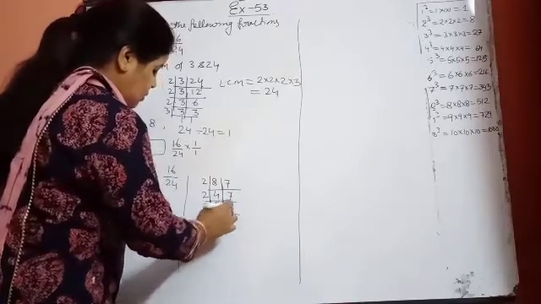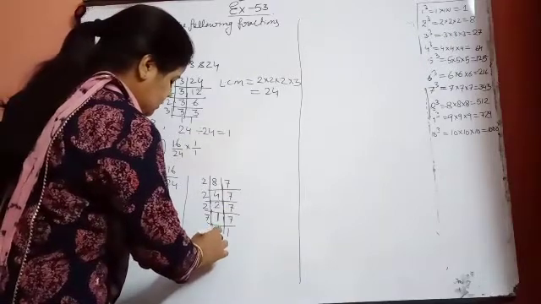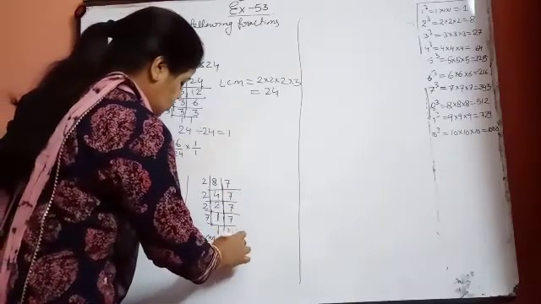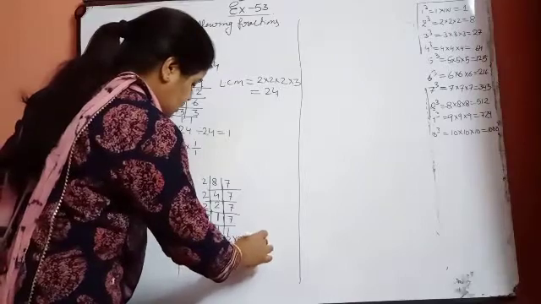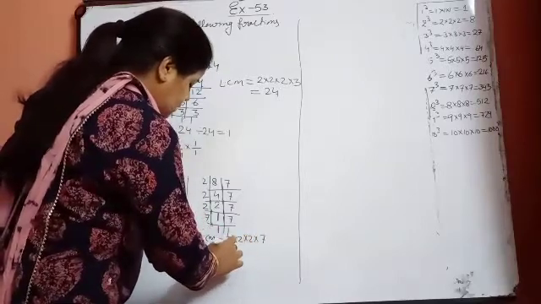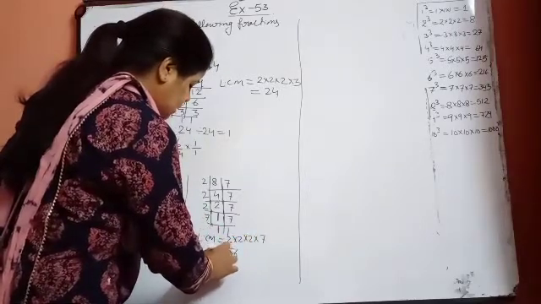Okay. Now what will be your LCM? LCM is 2 into 2 into 2 into 7. 2 2s are 4, 4 2s are 8, 8 7s are 56. 56 will be your LCM.